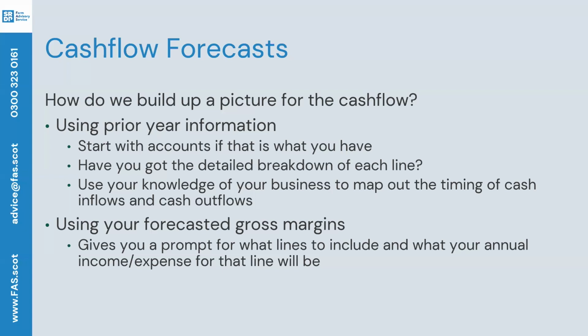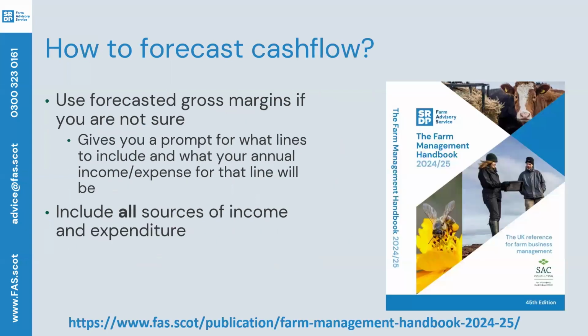If you don't have a clue and it's a new enterprise, a really useful resource is the Farm Management Handbook. This is something that is produced free of charge and provided through the Farm Advisory Service. You can get print copies. You can order them online or through your local SAC Consulting office. I think they cost roughly around £30 for a print copy. I don't actually have a copy here to hand, but you can download a PDF of it online for free. It's a really useful tool.